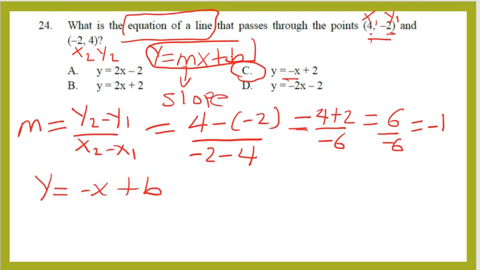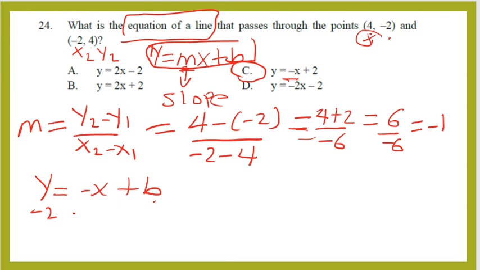Now I substitute in place of m, the slope of the equation of the line, I said already. In place of m, I substitute negative 1. Then to get the b, I can take either of the 2 points. For example, let us see the first point first. The first point is here, and I need to take this one in place of x and this one in place of y. Let us substitute.